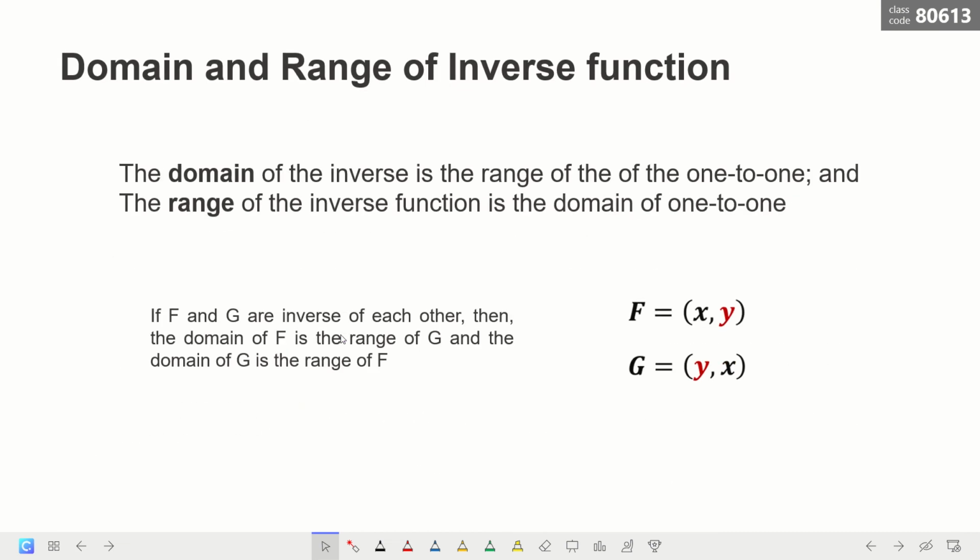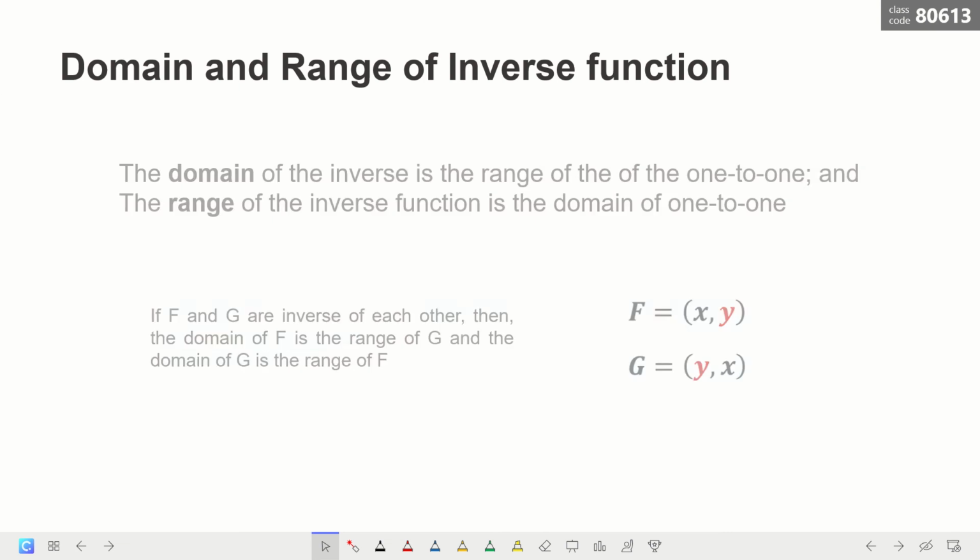So, how about the domain and the range of the inverse? We said that the domain of the inverse is the range of the one-to-one function, and the range of the inverse is the domain of the one-to-one function. So, if f and g are inverses of each other, then if the domain of f is x, the domain of g is y. So, we interchange the domain and range of the inverses.